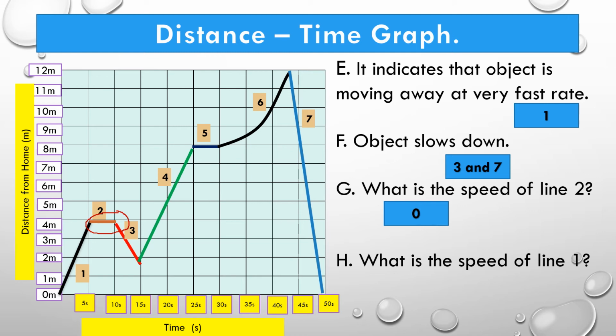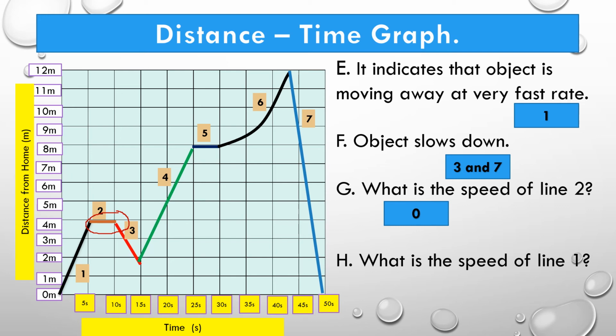Distance divided by time. Yes, very good. Distance divided by time. So, what will be our answer? Compute the speed of line 1. The distance is 4 meters, divided by your time, which is 5 seconds. So, what is the speed of line 1? Anyone? Did you finish computing?